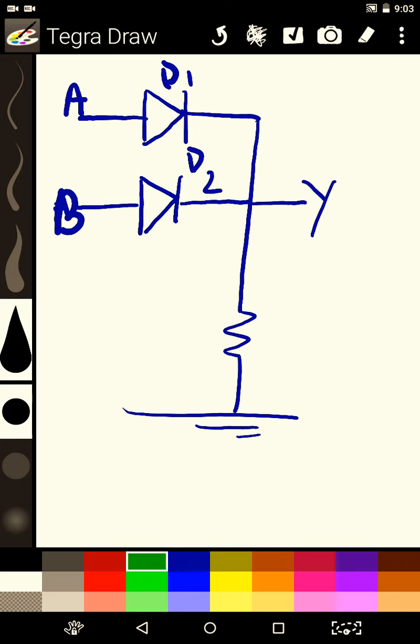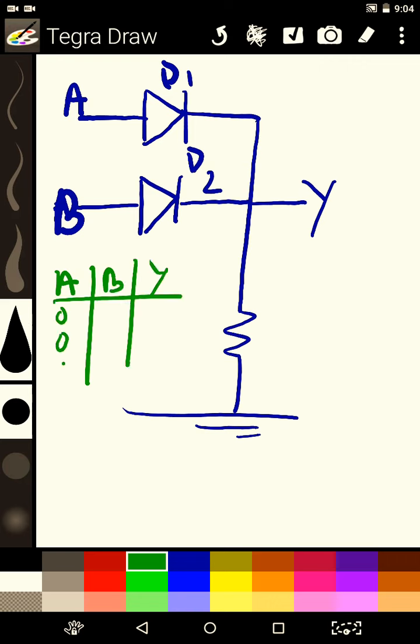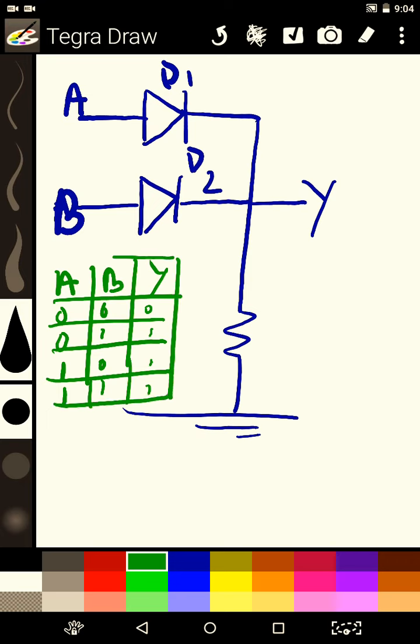Now we will verify whether this circuit satisfies the OR gate truth table or not. The inputs A and B are 0 0, 0 1, 1 0, 1 1, and the outputs are 0, 1, 1, 1. This is the OR gate truth table. We will now verify whether the circuit follows the truth table.